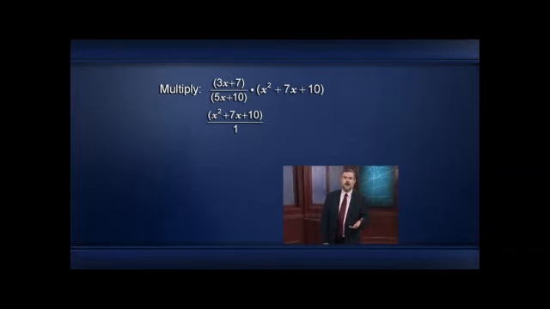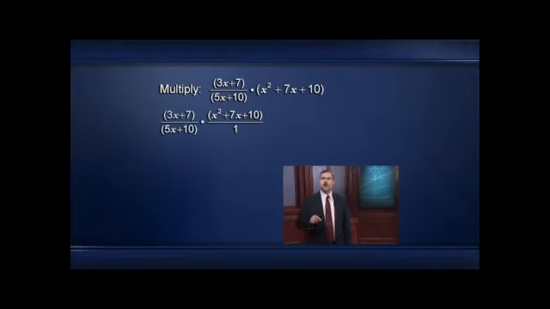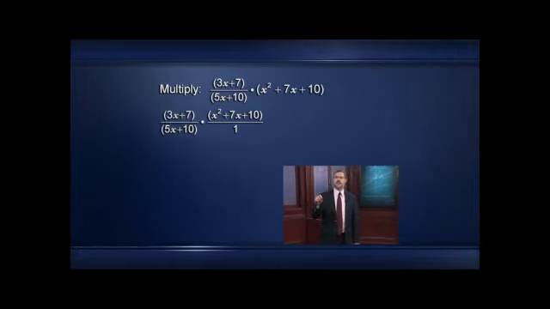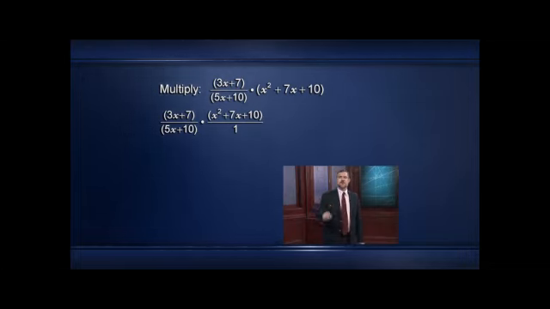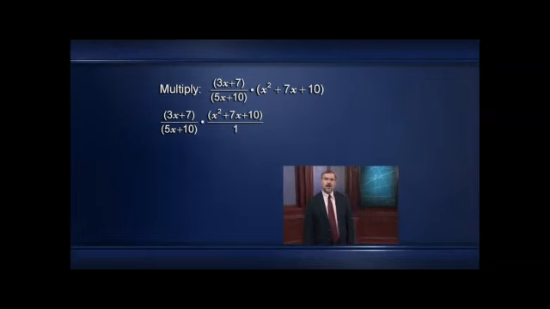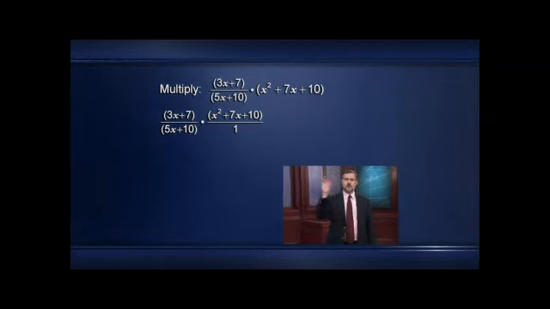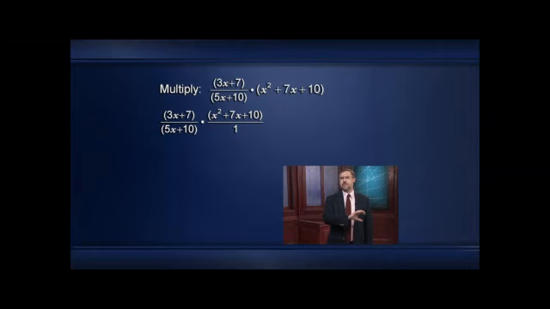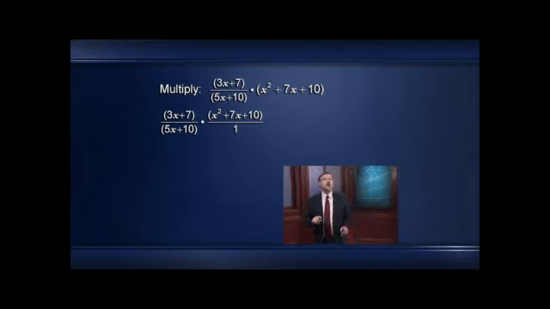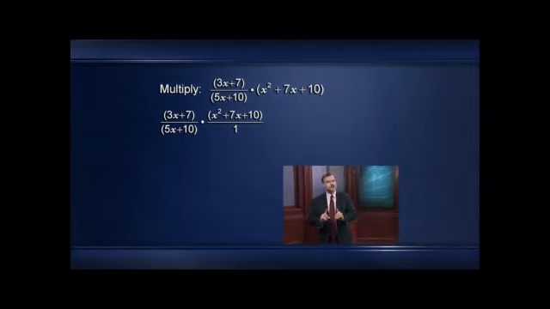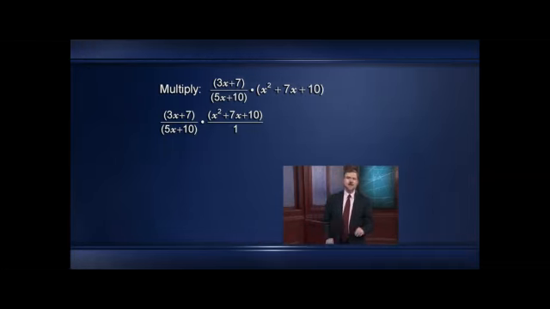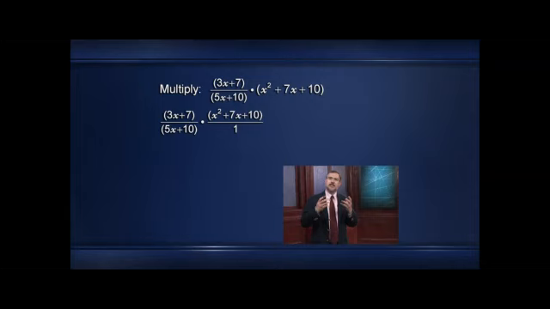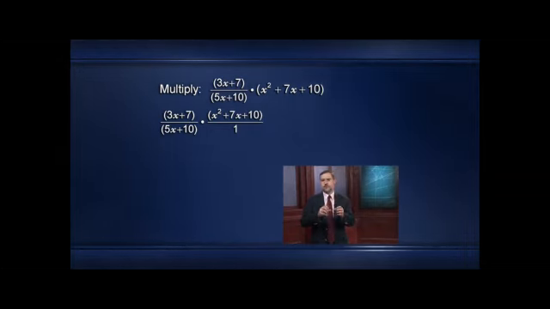And then it will look like you have two rational expressions being multiplied together. So the problem becomes (3x plus 7) over (5x plus 10) times (x squared plus 7x plus 10) divided by 1. Now you can multiply numerators and denominators together if you'd like. You could multiply the two numerators, you could multiply the two denominators if you wanted. But before you do that, just as I said a few moments ago, you should try to cancel, because by canceling, it's going to clean up the work. It's going to reduce the work, if you will.